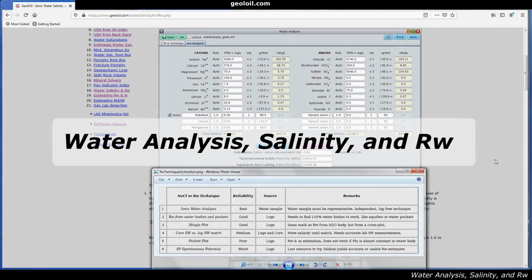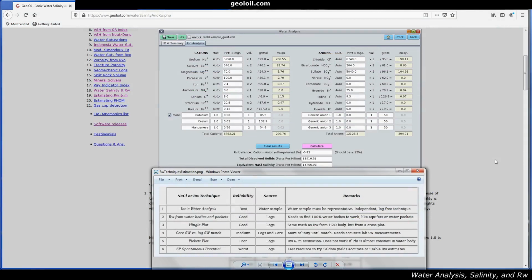Hello everyone, in this lesson we're going to cover how we can estimate water salinity. That is one of the most important parameters for estimating water saturation, and also Rw, formation water resistivity. So we are going to apply three techniques for this. The first is ionic water analysis, where we use a water sample for the ionic water data.